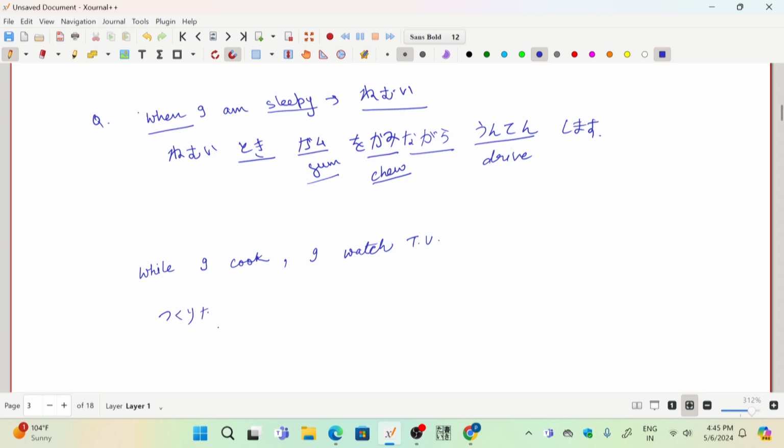tsukuri nagara. Can add gohan o tsukuri nagara terebi o mimasu.